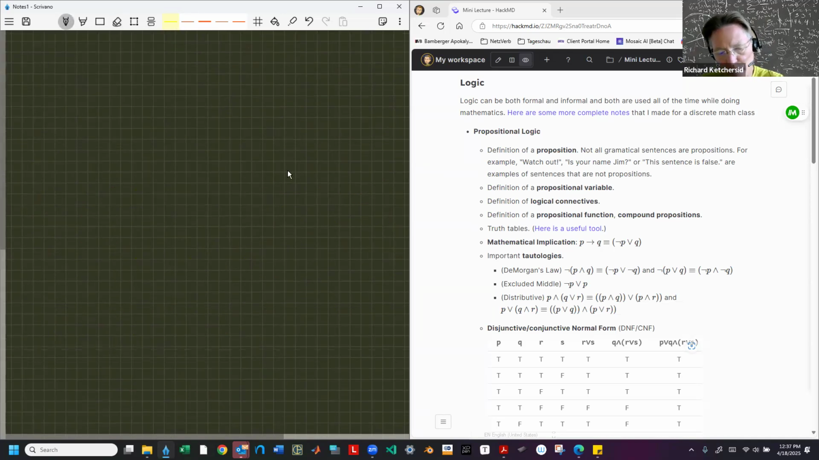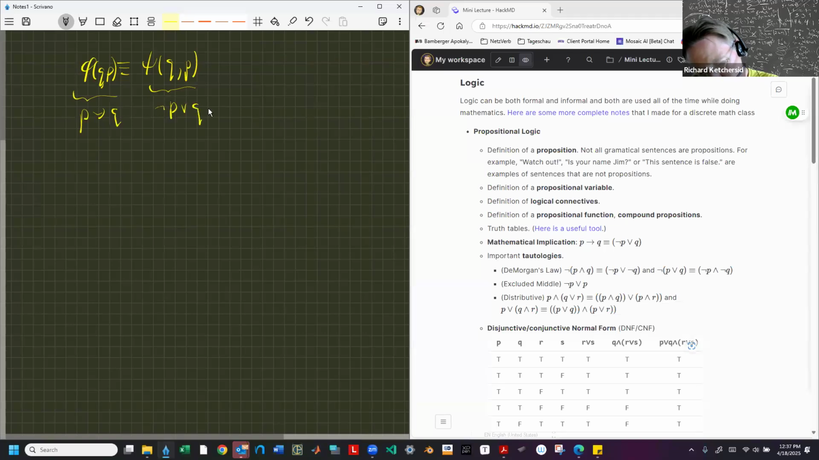If I'm looking at the number of different propositions up to equivalence, let's say I have a compound proposition in Q and P, so it's got two variables. Maybe it's equivalent to some other proposition in Q and P. Just to be explicit, this one might be P implies Q, and this one might be not P or Q.